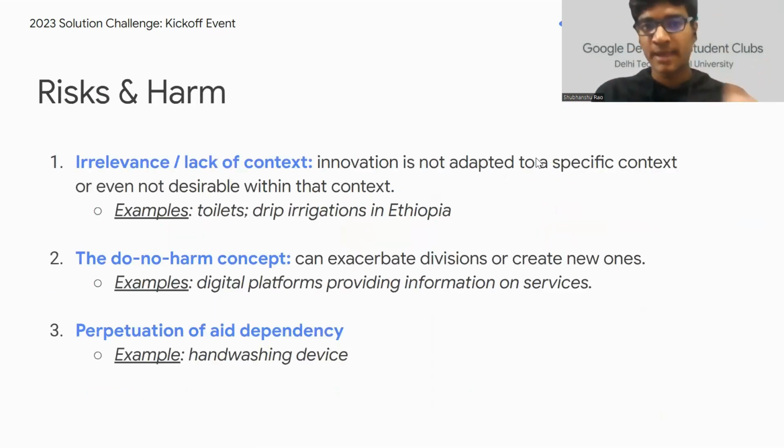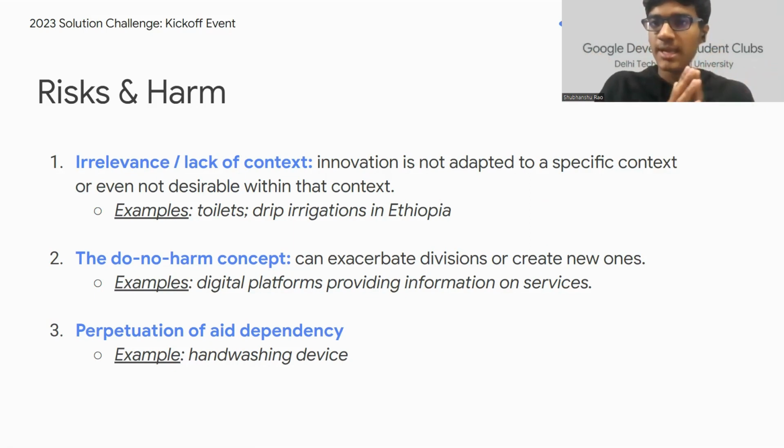And some of the risks and harms that you need to keep in mind while making your solution. One is lack of context. You need to be sure that the solution you're trying to build is not deviating from the sustainable goal that you pick, and it should do no harm. So that, for example, you can simply understand it that way.